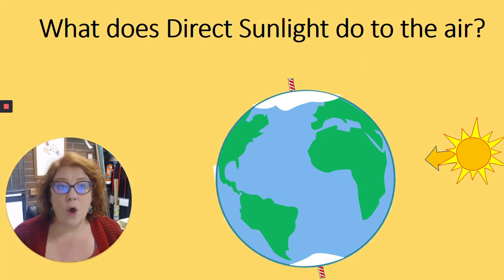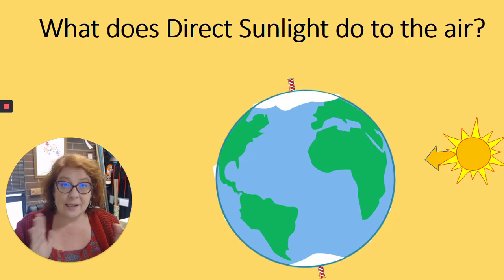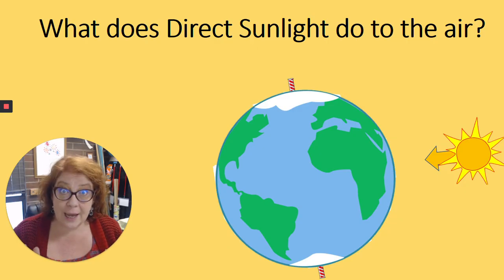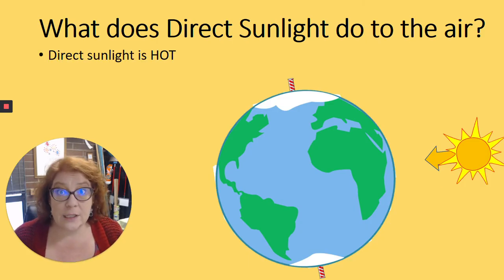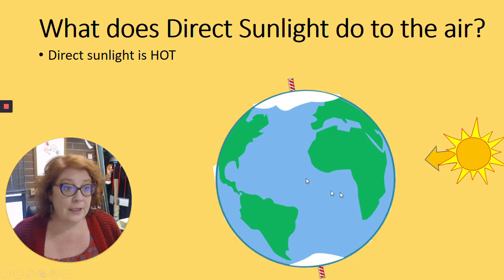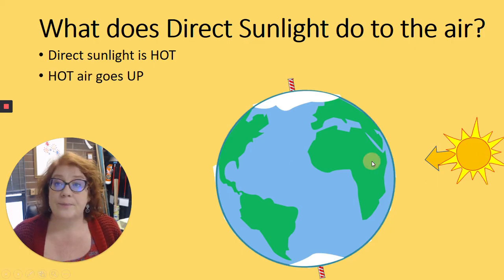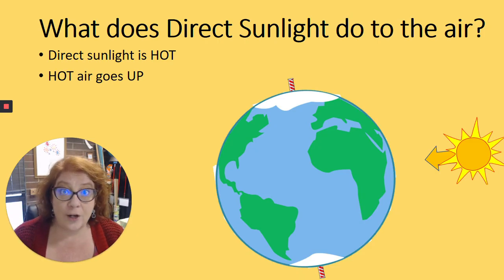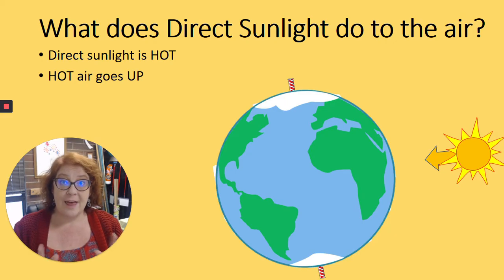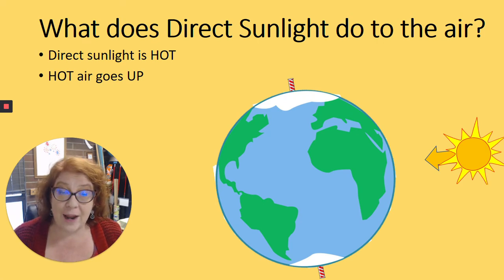Now, what does all that lovely direct sunlight do to the air? This has a lot to do with our next topic, climate. Let's take a look. First of all, we already knew this. The direct sunlight is hot. Here it is right here. And we also know that hot air goes up. Have you ever seen a hot air balloon or even ridden in one? They heat up the air inside the balloon and the balloon goes up. The exact same thing happens to the air every day.